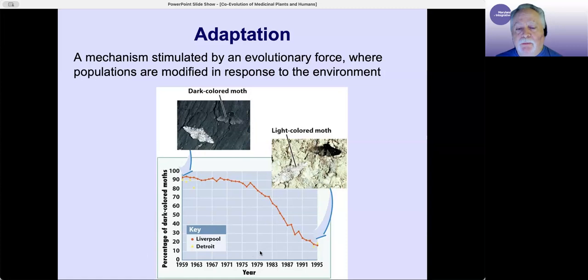Once coal went out, by 1995 you saw the light-colored moth grow in numbers in the population and the dark-colored moth go way down, because the dark ones were now easily spotted. So this is an adaptation mechanism where the genes that coded for a light color survived, and more of those made babies and showed up more in the environment. Adaptation is a fulcrum to take underlying genetic change and, as long as it's a benefit, have more of that in the population.